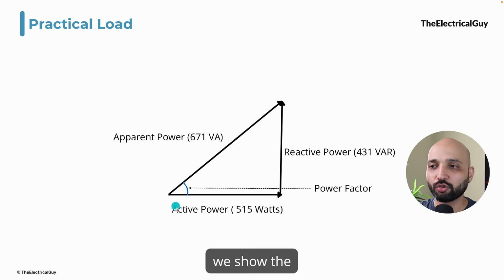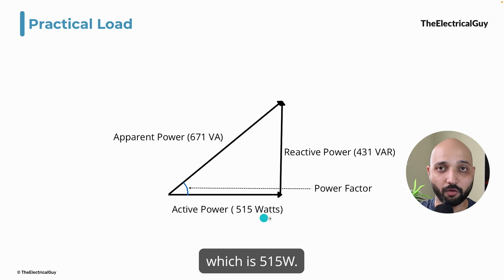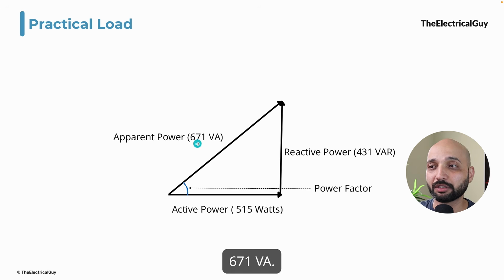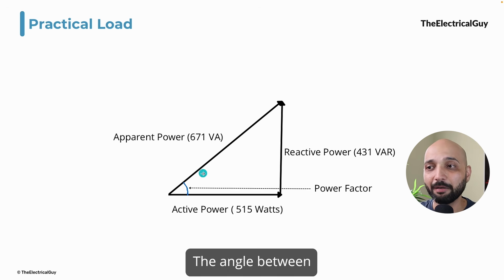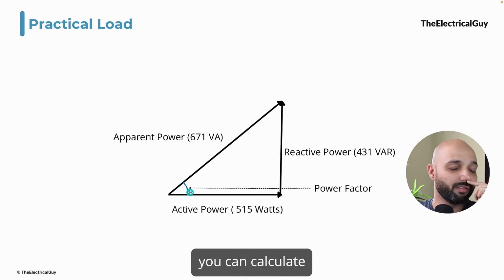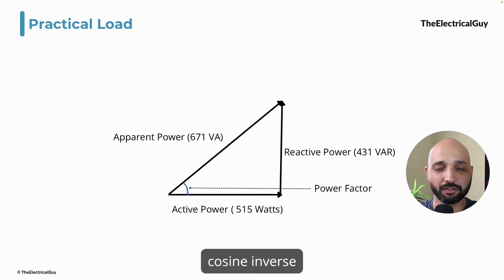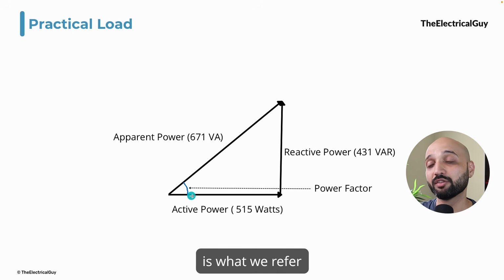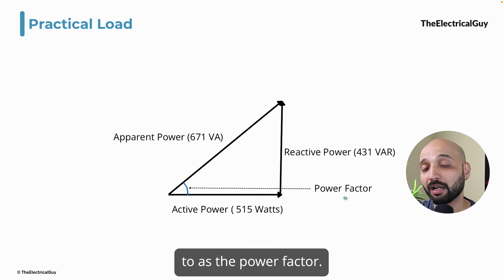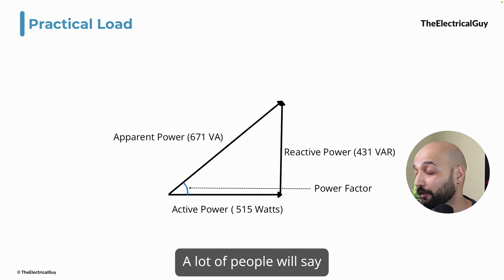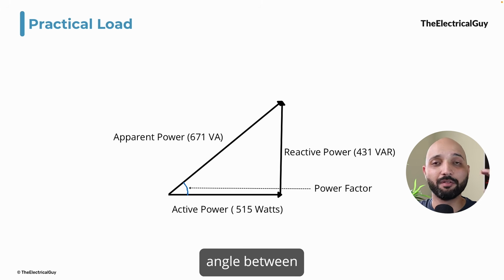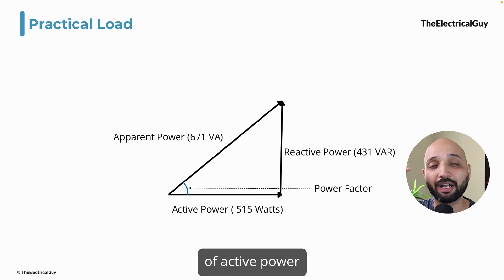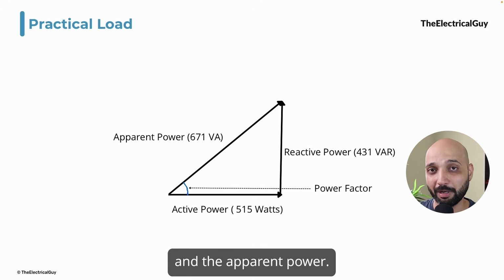So at the bottom, we show the active power, which is 515 watts in our example. This line indicates the apparent power, which is 671 volt ampere. The angle between these two, you can calculate with the help of the power factor, cosine inverse you can take, and you'll get the angle of that. And this ratio or this angle is what we refer to as the power factor. A lot of people will say power factor is the angle between voltage and current. No, that's not the correct definition. You have to say the ratio of active power and the apparent power.